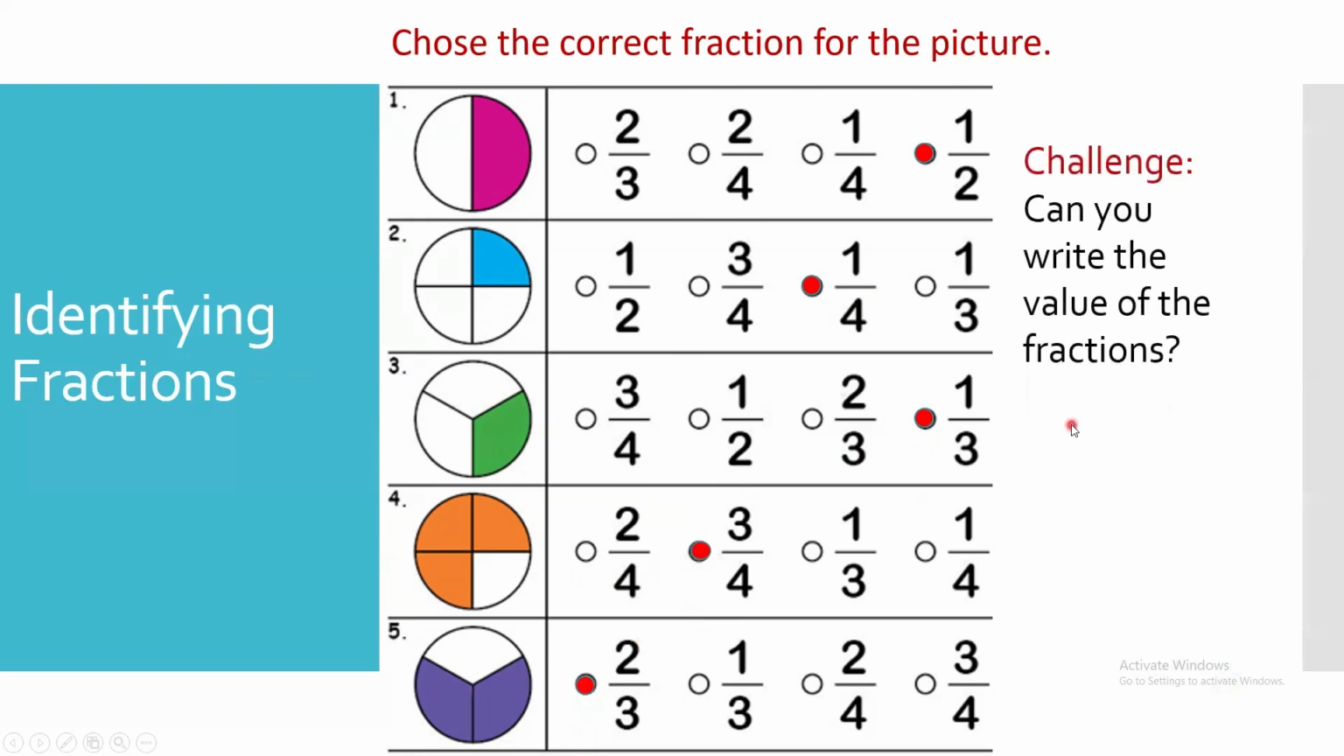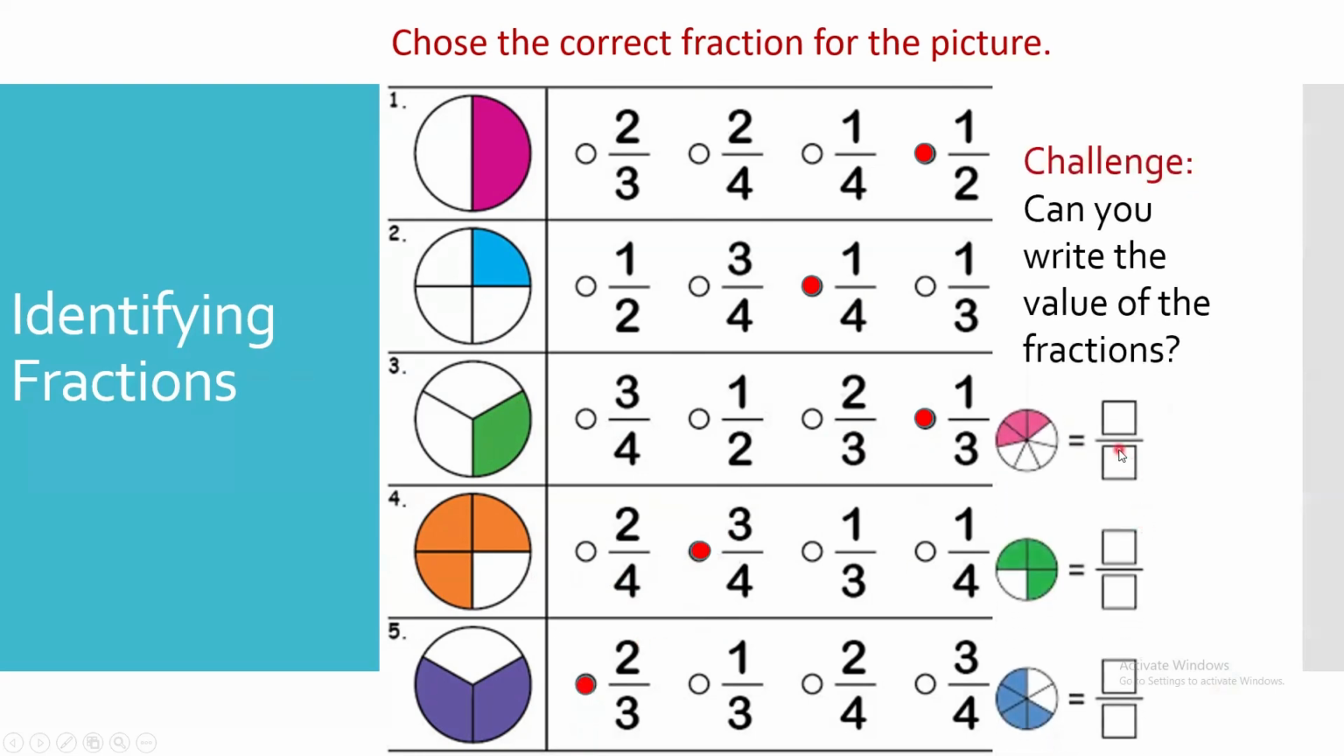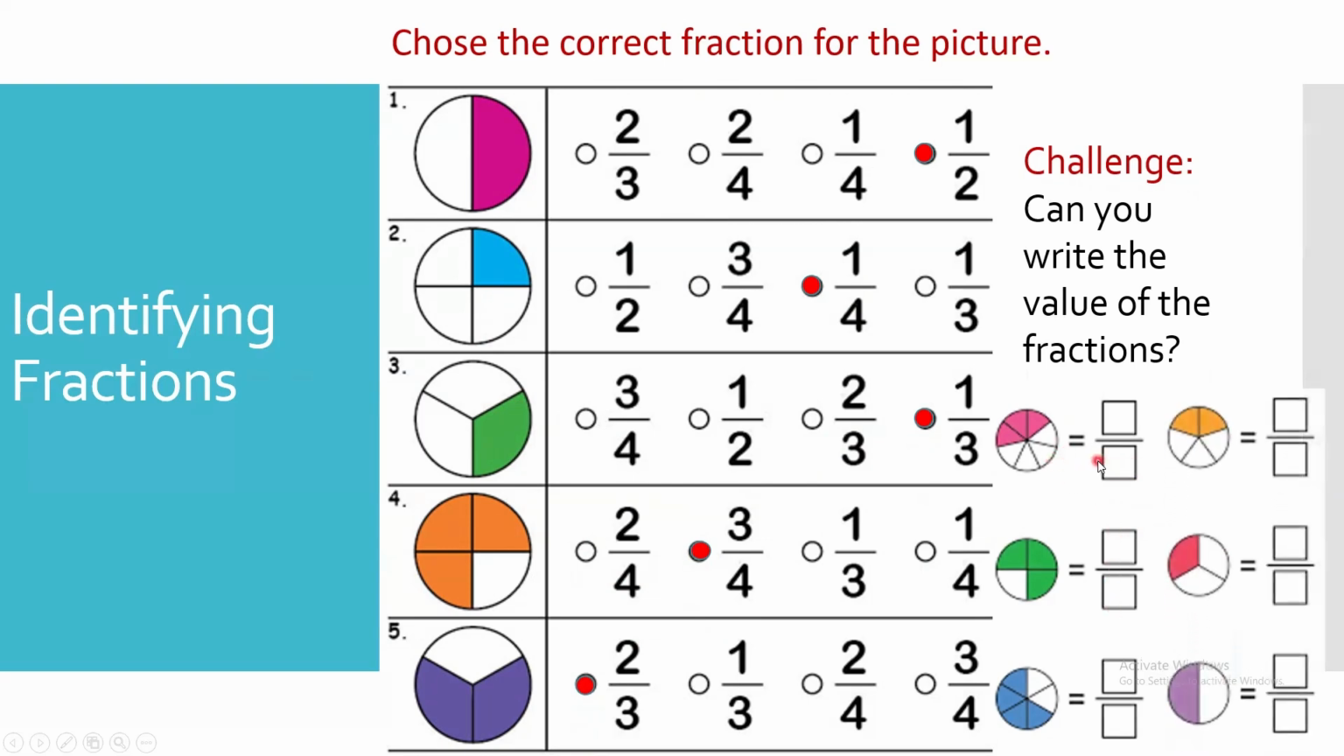My dear students, now one challenge for you. You have to find out and write the portion here according to the pictures. You will do it yourself. Okay.